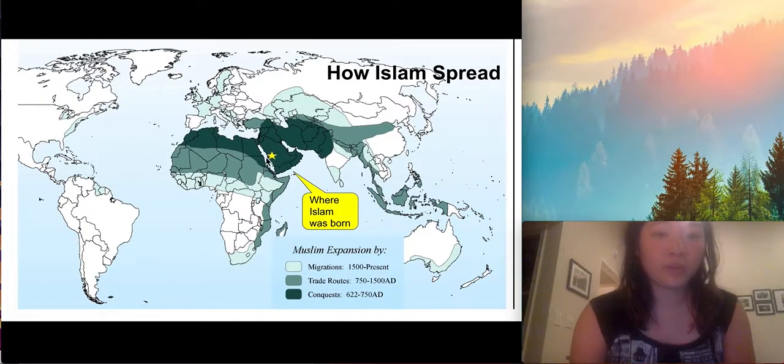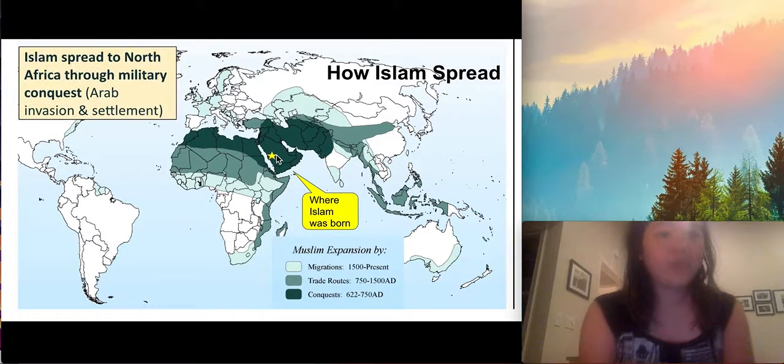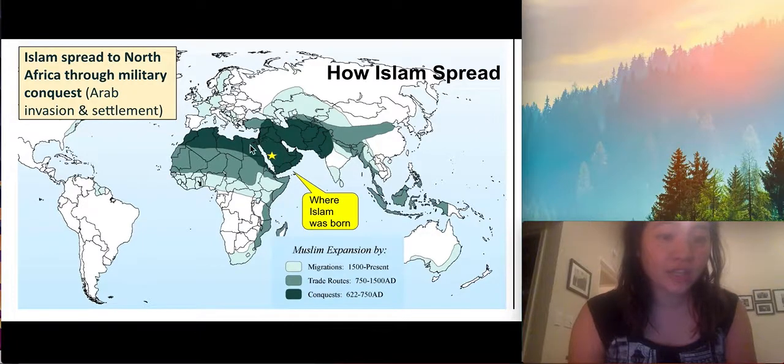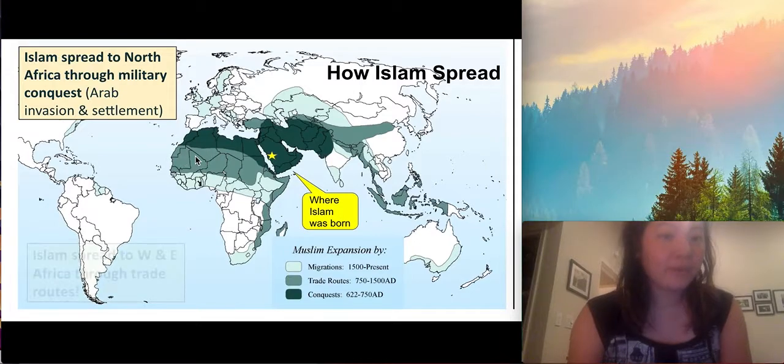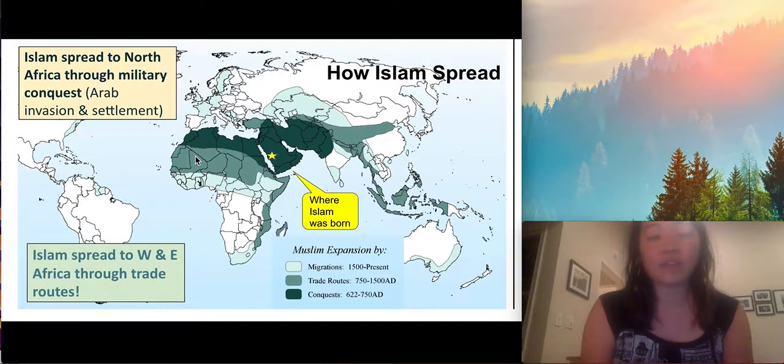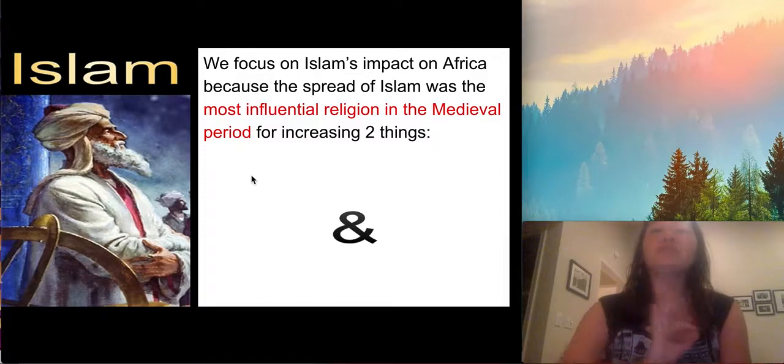Islam was born in the Middle East, particularly the city of Mecca, and then it will spread right into other parts of the Middle East and North Africa. In North Africa, it spreads through military conquest. The Arabs actually invade North Africa and take it from the Byzantine Europeans. But in West Africa and East Africa, Islam is going to spread through trade routes, and we'll talk about those trade routes next.